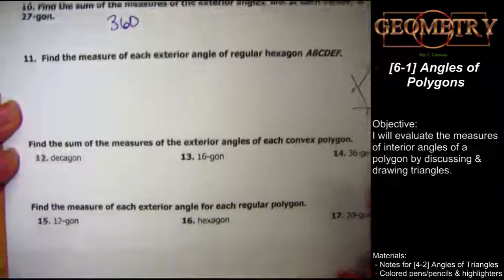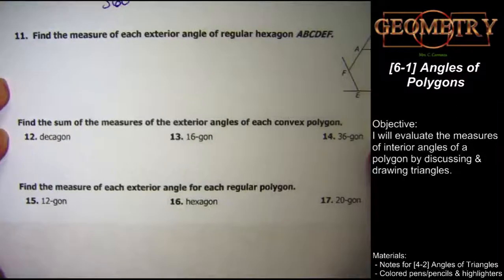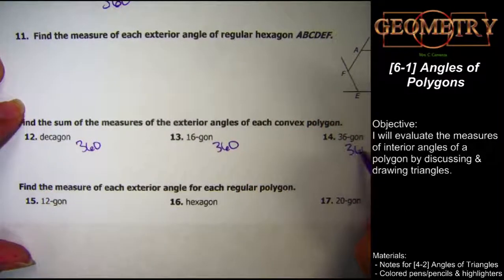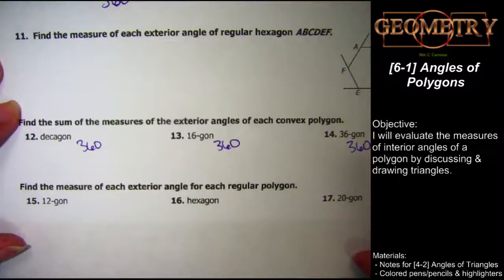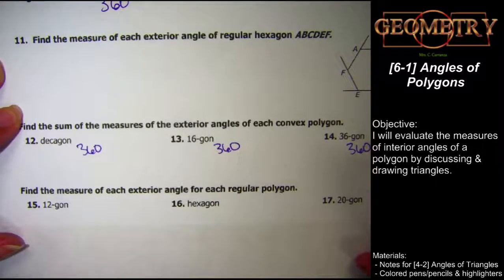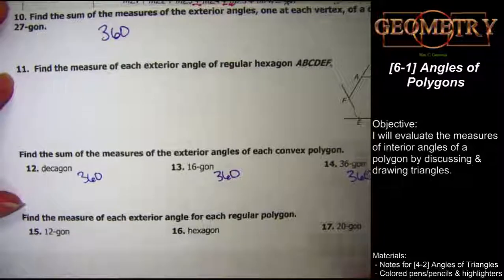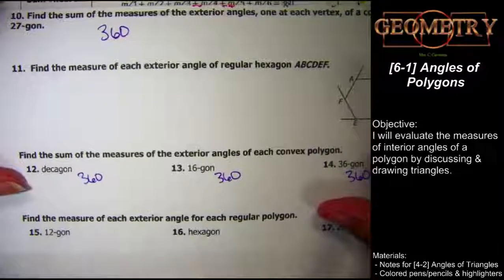Which means look at 12 through 14. The sum of the measures of the exterior angles of each is 360. I don't care how many sides these things have. No one cares. It's always 360. But that's a convex polygon. Yeah, convex. It's always going to be convex. What about if it's different? Different rules. Can't deal with it. Yeah, we don't have anything for that.